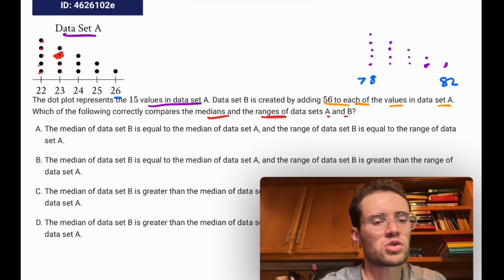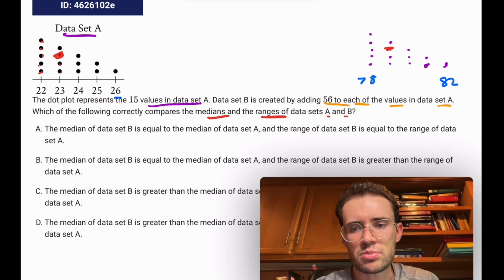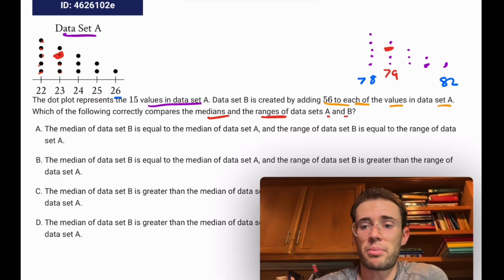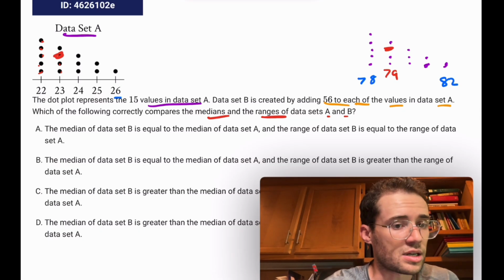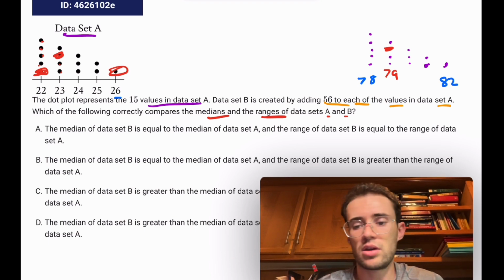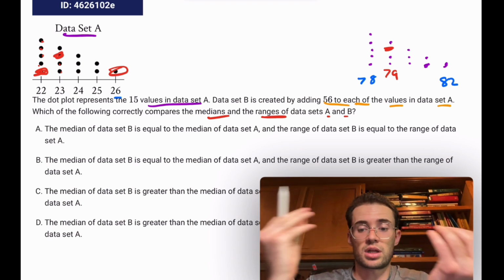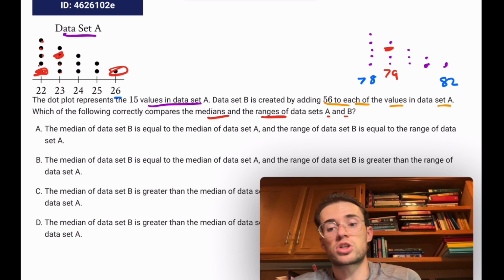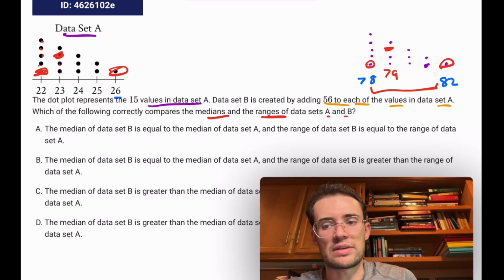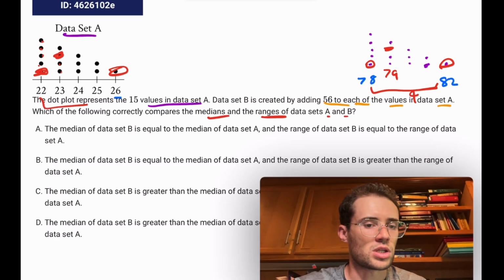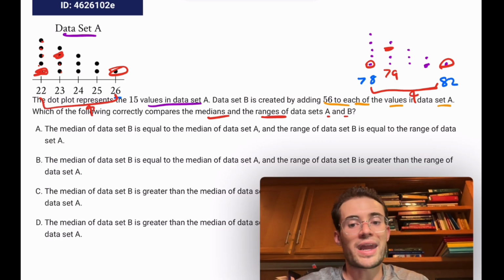At this point, 23 was your median. Now it's this point at 79. It just shifted up by 56 like every point did. So the median will go up, and the range stayed the same. Range is just the difference between the smallest value and the biggest value. It's one of those measures of variance, or the spread of the data. The data is no more spread out than it was. From the smallest to the biggest, that's still a difference of 4. 78 to 82 is 4. 22 to 26 is 4. So the range did not change.